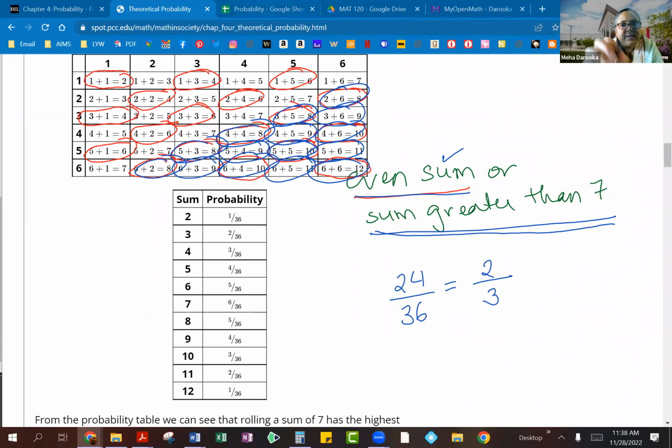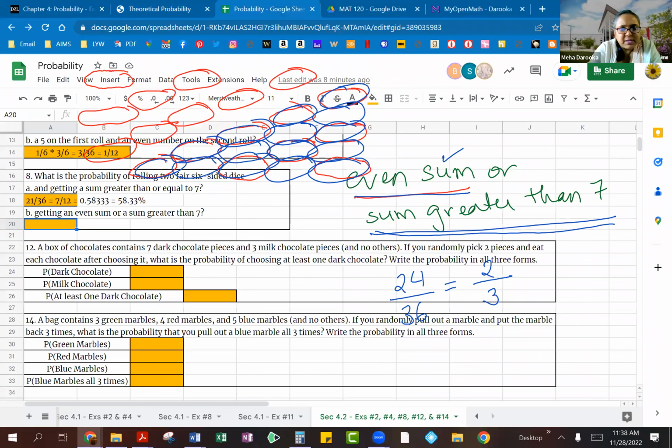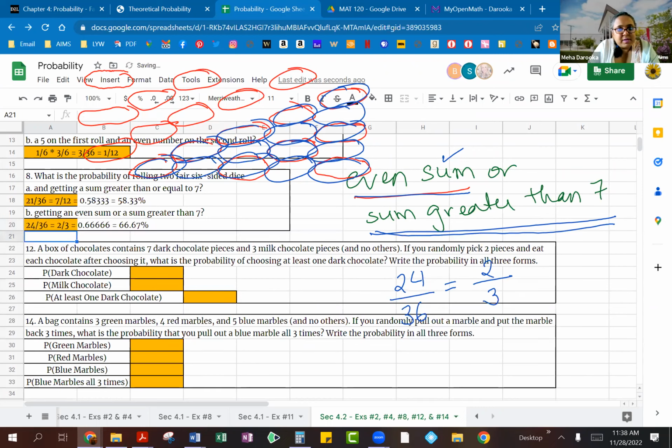So let's go ahead and transfer this over here. 24 out of 36 is what we started out with, which reduced down to 2/3, which of course then comes out to be 0.66666 repeating, which will be 66.67%.